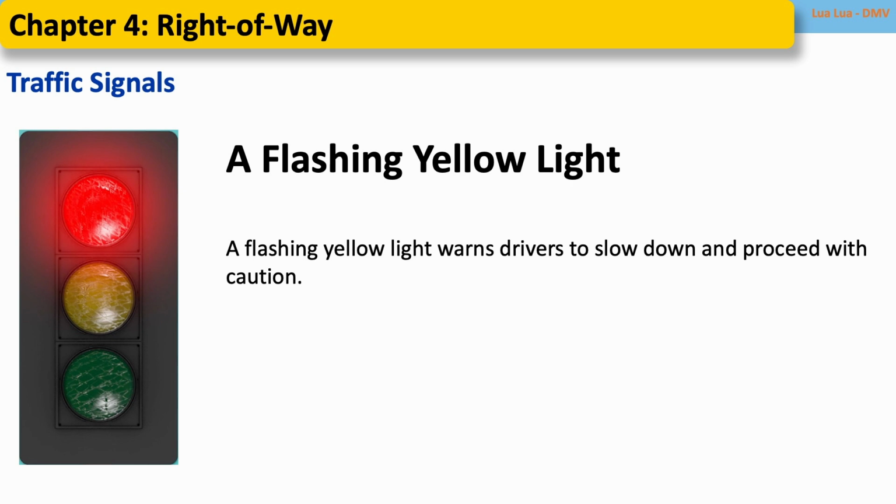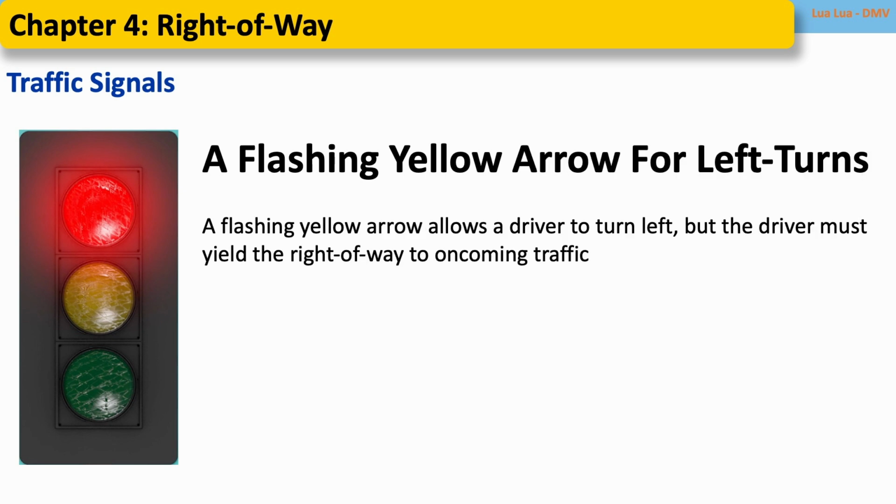A flashing yellow light. A flashing yellow light warns drivers to slow down and proceed with caution. A flashing yellow arrow, for left turns. A flashing yellow arrow allows a driver to turn left, but the driver must yield the right-of-way to oncoming traffic.